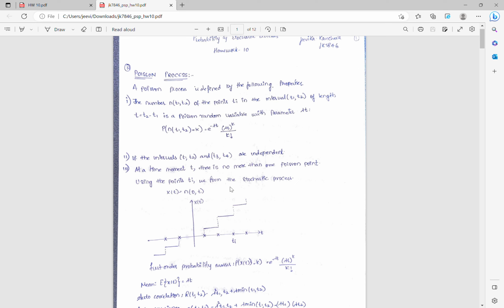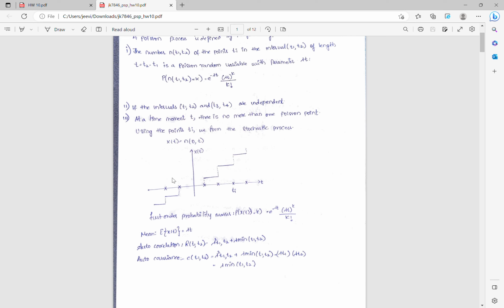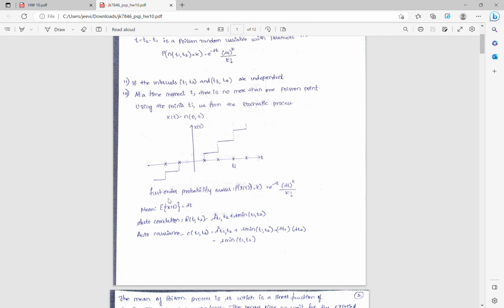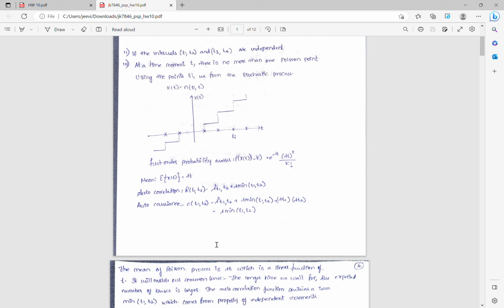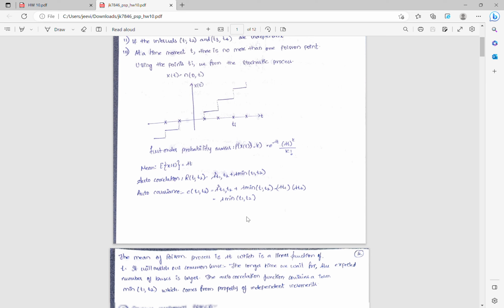Using the points ti, we form a stochastic process. Therefore, the first order probability will be e^(-lambda t) (lambda t)^k / k!. For this process, the expected value, which is the mean, is E[x(t)] = lambda t, and the autocorrelation R(t1, t2) is equal to lambda squared t1 t2 plus lambda times min(t1, t2). The autocovariance C(t1, t2) is equal to lambda times min(t1, t2).